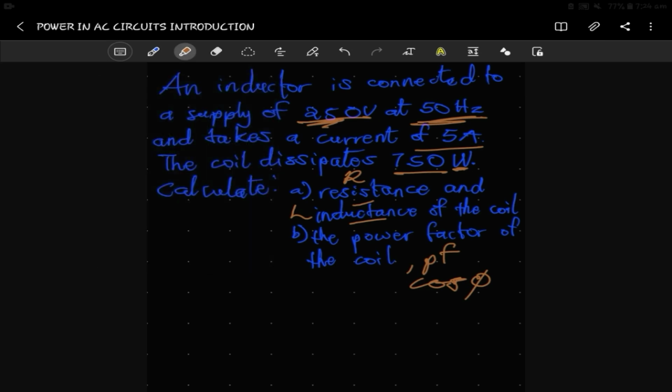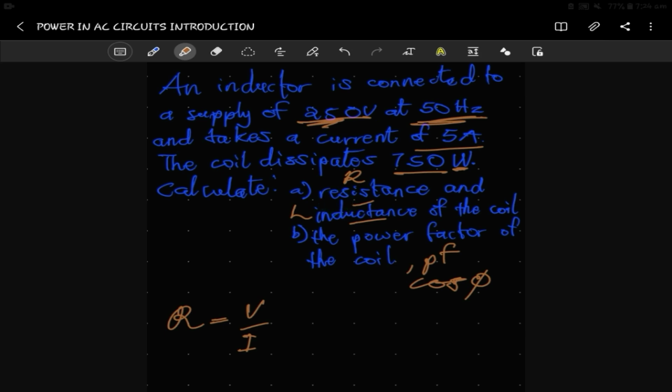If we have resistance, we could do V over I. But then again, the circuit here won't have just resistance. You know this is AC. So V over I: do we have the voltage? Yes, we have the voltage. Do we have the current? No. But how do we do that?